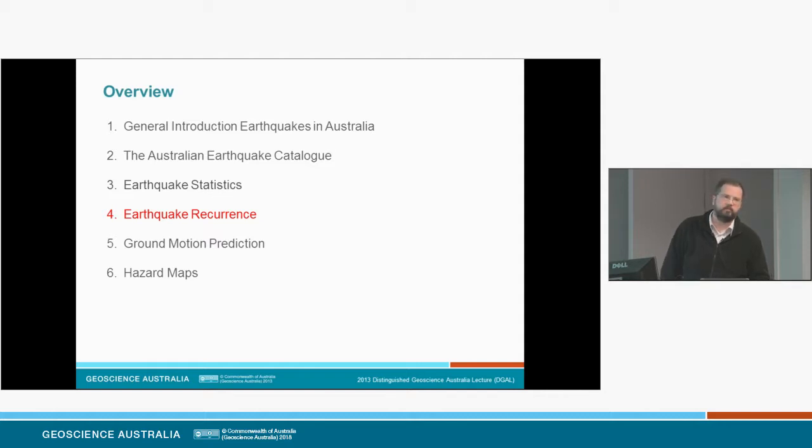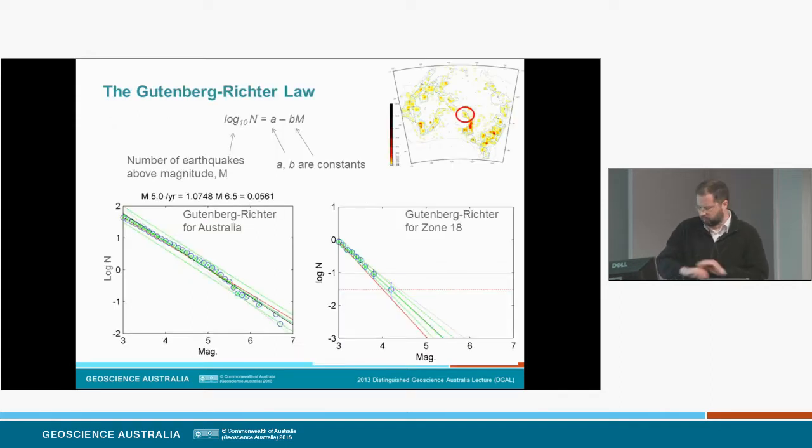Now, let's recap. We've taken the earthquake catalogue, we've statistically analysed it to find areas where earthquakes are randomly distributed in space and time. What we need to now worry about is how big do they get. So, to understand that, you need to understand something called the Gutenberg-Richter law. And that's basically the log of the number of earthquakes above n is equal to A minus B times M, where M is the magnitude, A and B are constants.